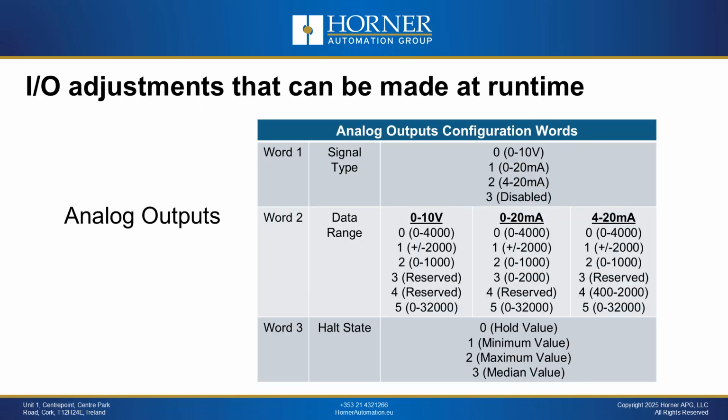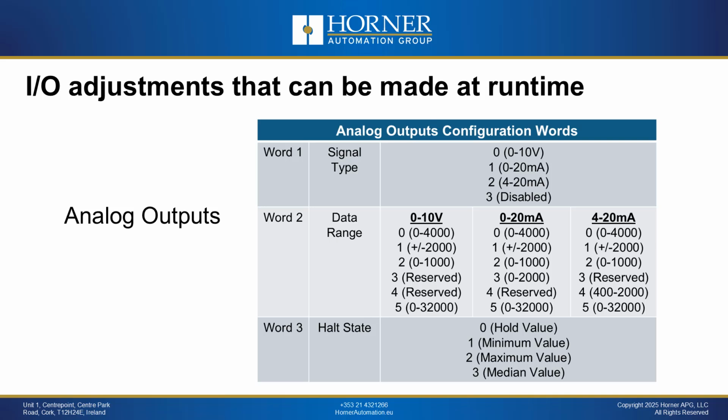Now on the analog output side, you can configure signal type, data range, and what is called halt state. What happens to the analog output signal when the controller goes into stop mode? Does it continue sending out the value that was there before the controller went into stop mode? That is called hold value. Does it go to minimum, which is usually 0 volts or 4 milliamps or 0 milliamps? So you can adjust that as well.